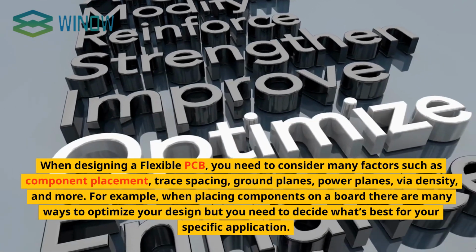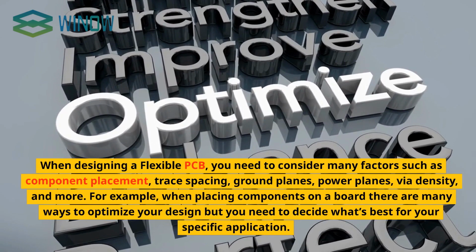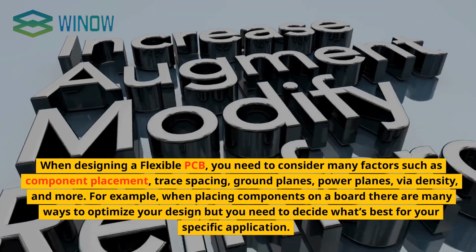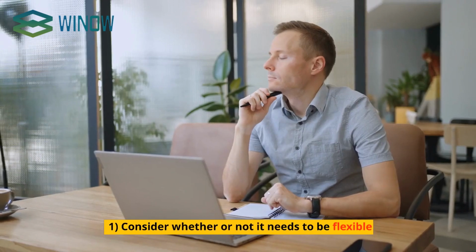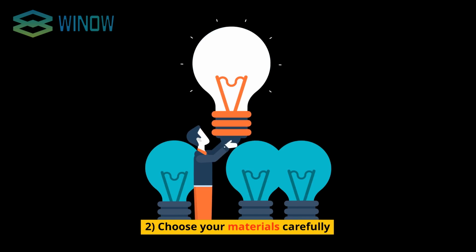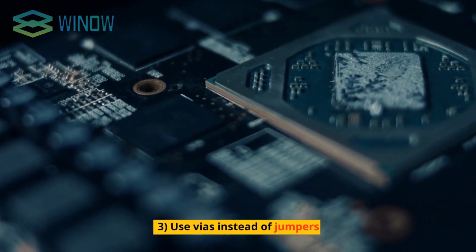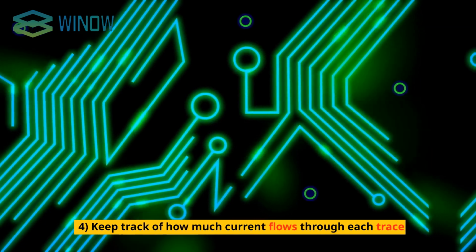For example, when placing components on a board there are many ways to optimize your design, but you need to decide what's best for your specific application. So how do you make a PCB flexible? The following tips will help you get started on building your own flexible PCB. 1. Consider whether or not it needs to be flexible. 2. Choose your materials carefully. 3. Use vias instead of jumpers. 4. Keep track of how much current flows through each trace.